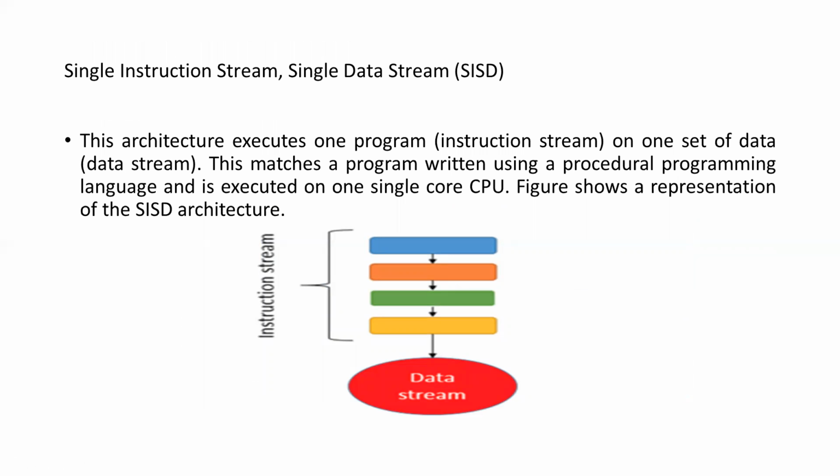Single instruction stream, single data stream is denoted by SISD. In this architecture, it executes one program on one set of data. This matches a program written using a procedural programming language and it is executed on a single core CPU.